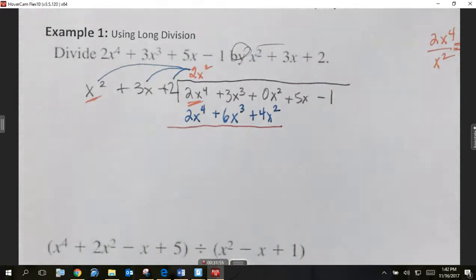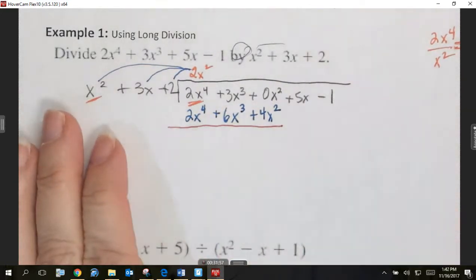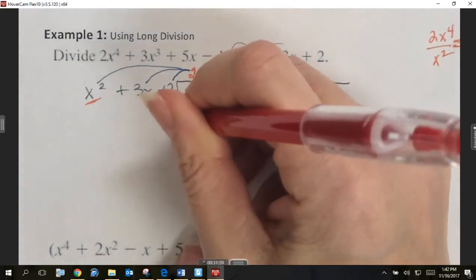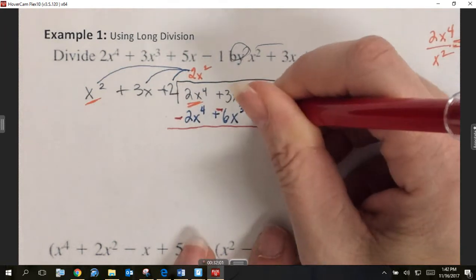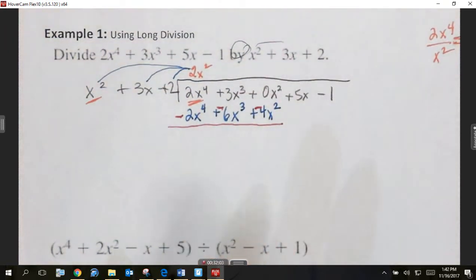So what I'm going to do is when I subtract, when I draw that line, I'm going to change all the signs. Draw the line, change the signs. Because I'm subtracting each of them. So I gave my subtraction sign to each of them. Draw the line, change the signs.